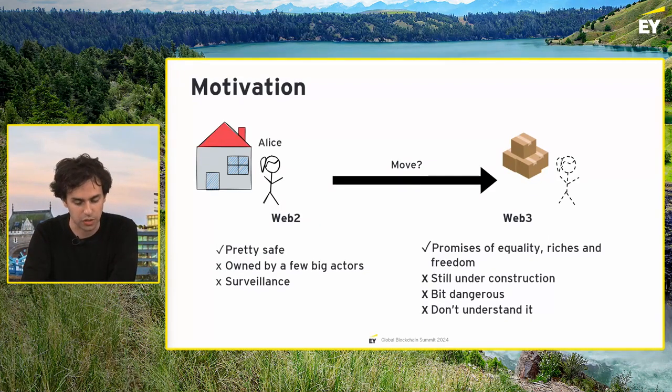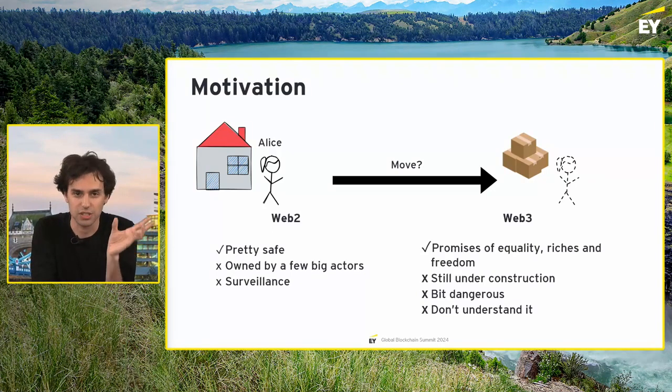Most of all, the biggest danger with Web 3 for Alice, and I think for most of us, is that we don't understand it. As much of an expert as we want to be, Web 3 is nascent, it's still emergent, and we are yet to fully understand what it is we're building here. So should Alice move? Well, not just yet.